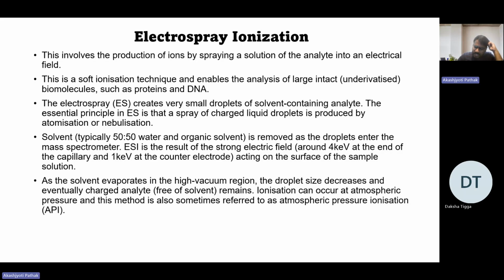Once it is getting charged, these charged droplets will move through the vacuum chamber, and when moving through the vacuum chamber, the size of these charged liquid droplets will decrease gradually, and then it will reach the detector.